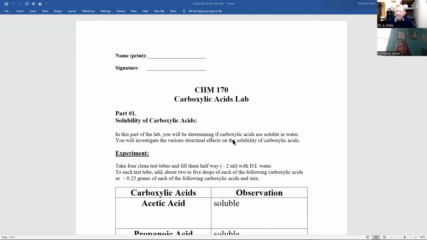All right. If I look at the clock, which I just did, it's laboratory time. So I better open up the lab. All right, everybody see carboxylic acids lab on the screen?